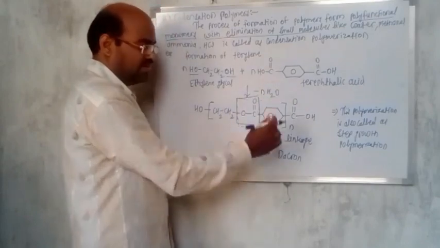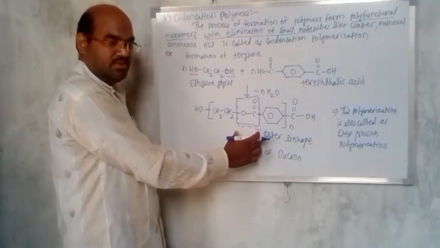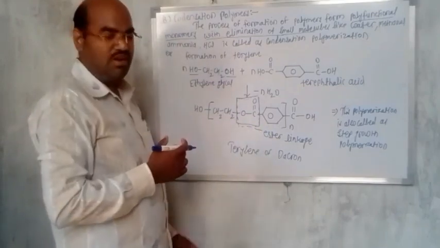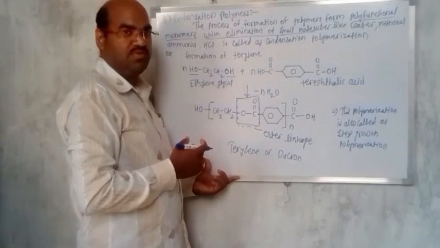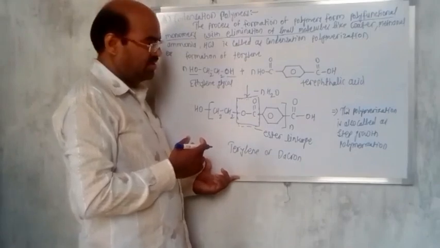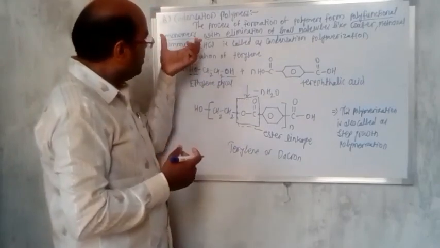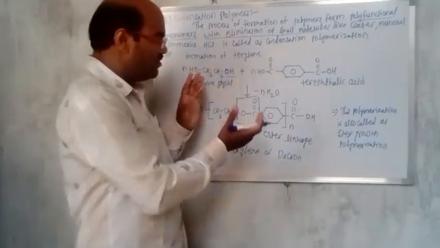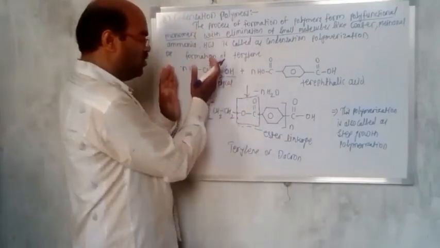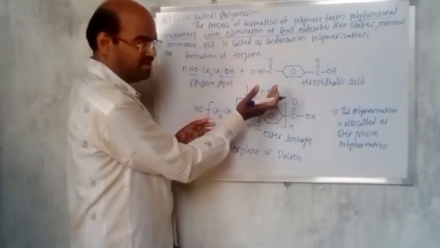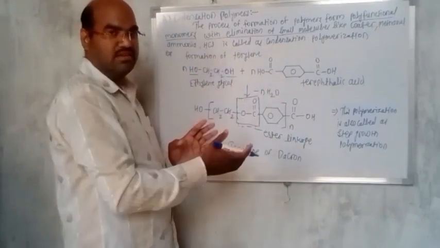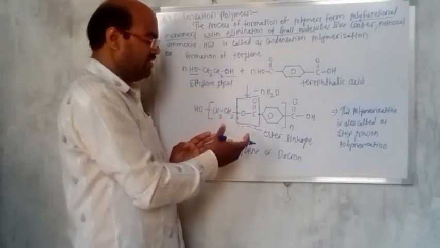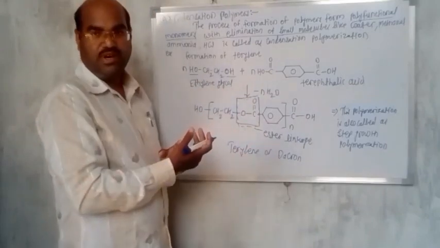This linkage is called the ester linkage. Such a type of polymer is called a polyester. This condensation reaction is carried out step by step. First one monomer reacts with another, then a second, then third, fourth, fifth, and in this way the polymerization occurs step by step.